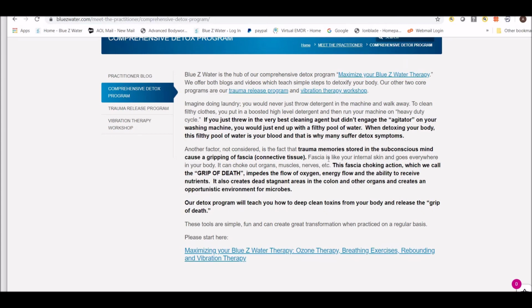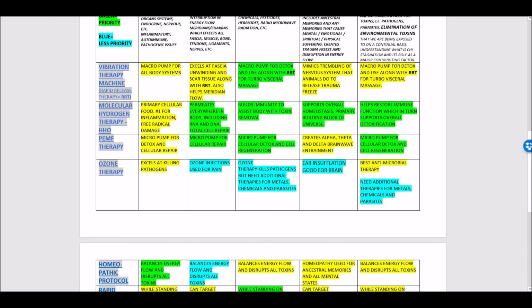So, in working on the body, the vibration machine is like the agitator in the washing machine. Blue Z water is like the high-level detergent, but then when you get on the vibration machine, it's literally like running the agitator in the washing machine. And usually the wash cycle goes about 10 minutes, and then you run a rinse cycle for about another 5.